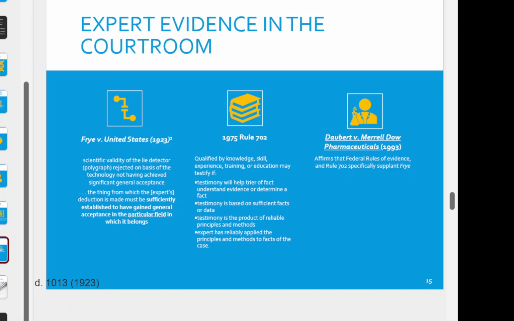The expert must demonstrate that they have applied their methods in a reliable way to the facts of the specific case at hand. Now, forensic psychologists who provide expert testimony on issues such as mental competency, risk assessments, criminal responsibility, and psychological evaluations must adhere to Rule 702 to ensure their testimony is admissible in court.